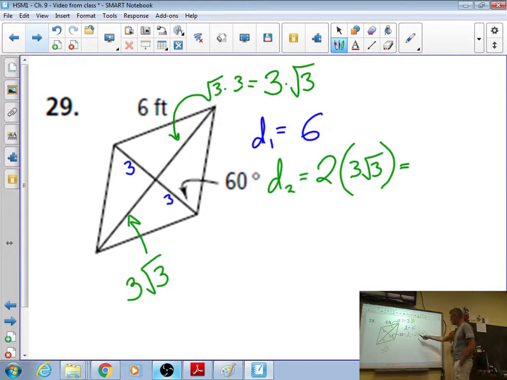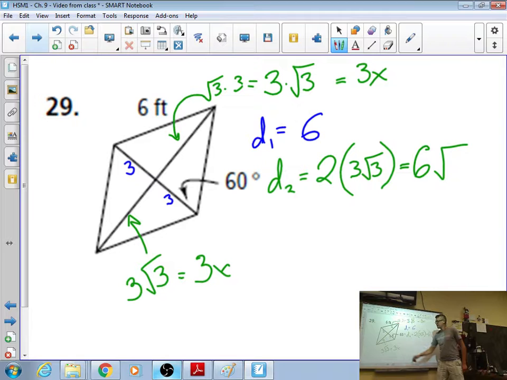Well, if I think about 2 times 3, that gives me 6. Is it 6 radical 6? 6 radical 3? Does it stay the same? Does this 2 multiplier affect my radical? I forget if we went over this in class or I went over this with an individual person. What if instead of saying 3 radical 3, I call this 3x, and I call this 3x? Because now x is just radical 3. So if I had 2 times 3x, what would I end up with?